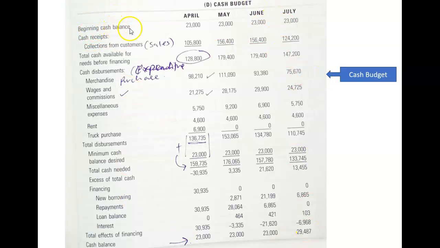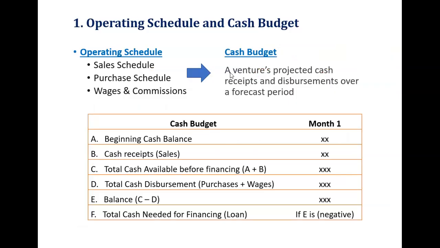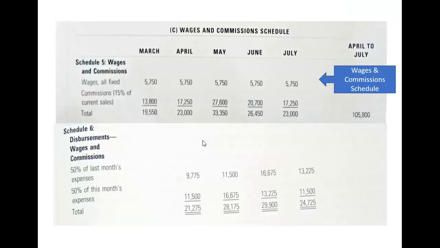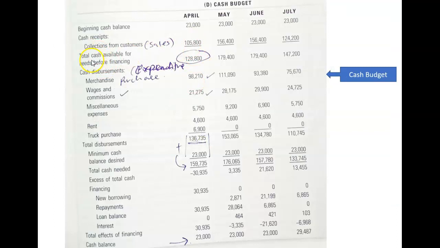So first, the beginning cash balance. If you have a cash balance from the previous month, you put here 23,000, for example, and then you add the cash receipts, collections from customers, right? Where to get this figure is from your cash schedule, right? 105,800. This is your cash schedule, okay? 105,800 here. You put it here and then you total up. All right, that means your beginning cash balance added to the collections from customers, that means sales. You got 128,800.